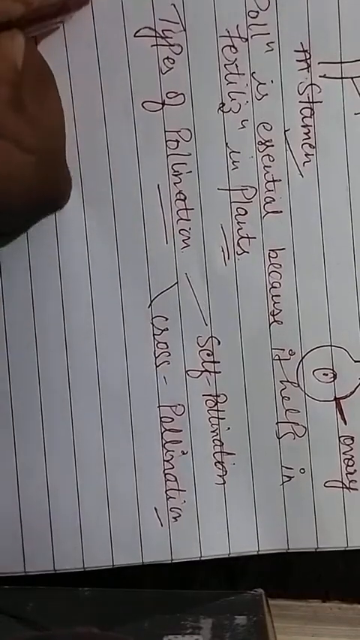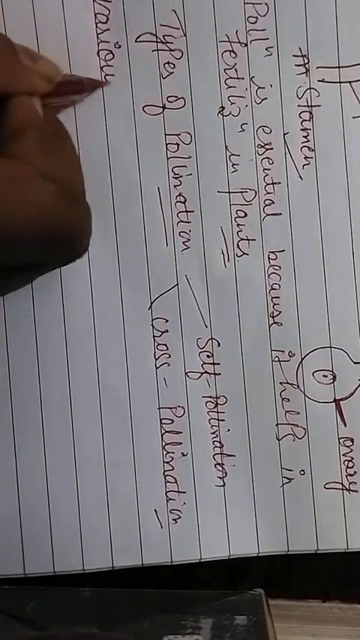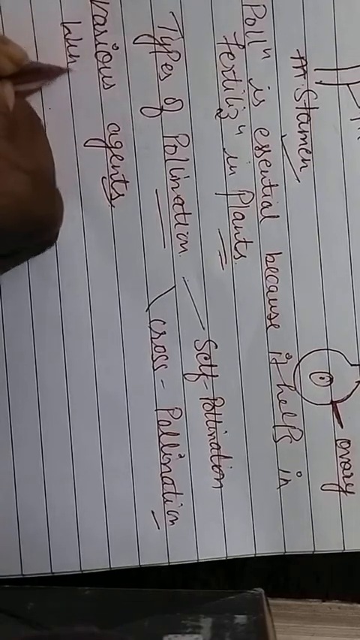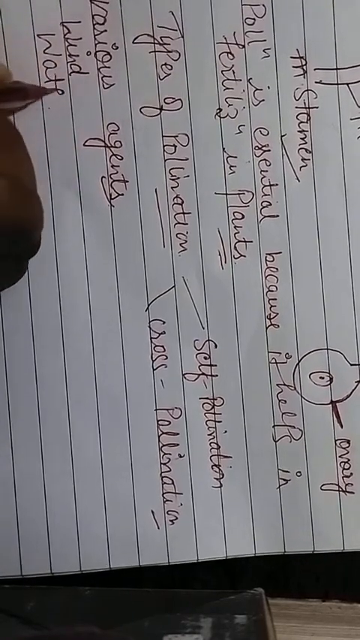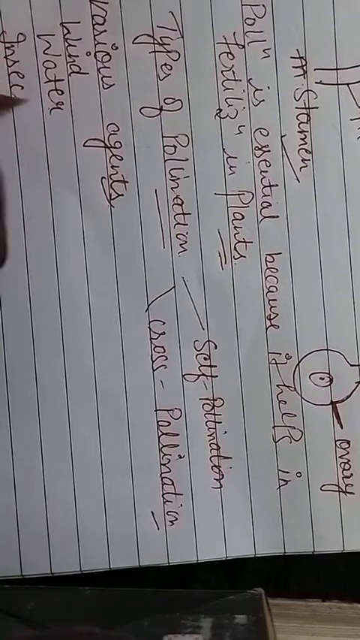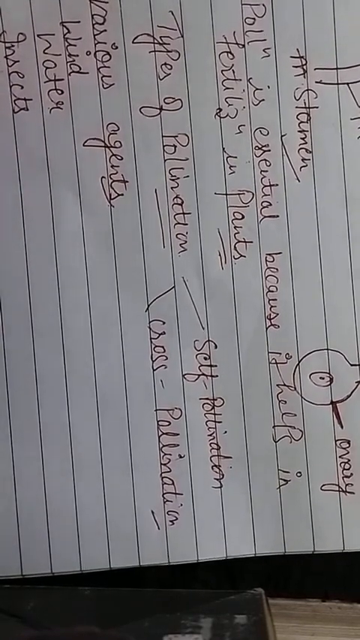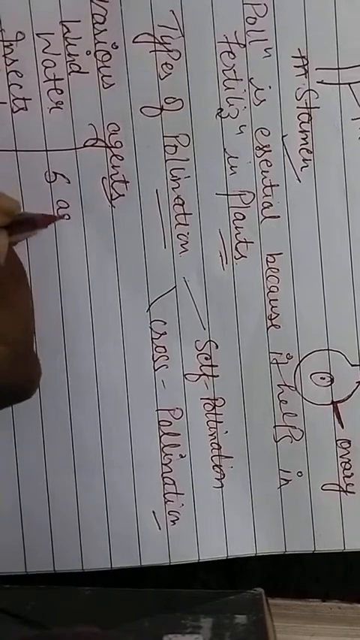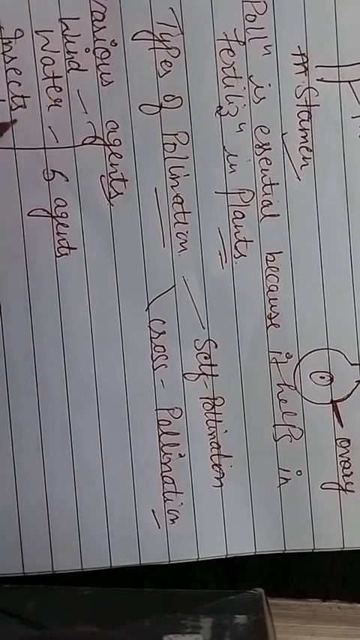Pollination also requires various agents for transfer of pollen grains from anther to stigma, and these agents will be wind, water, insects, birds and bats. These are mainly 5 agents: wind, water, insect, birds and bats, which help in pollination. Now, types of pollination, which is self-pollination and cross-pollination.